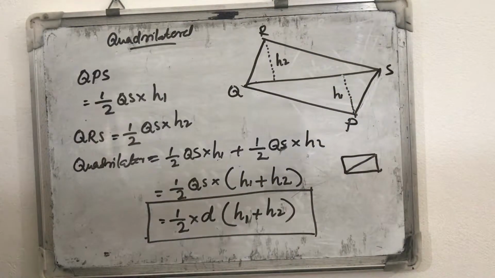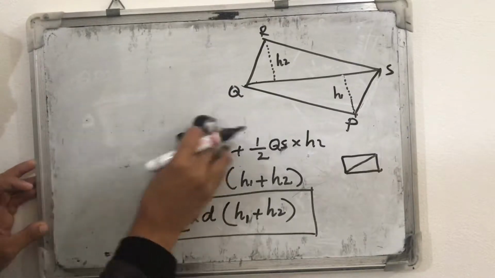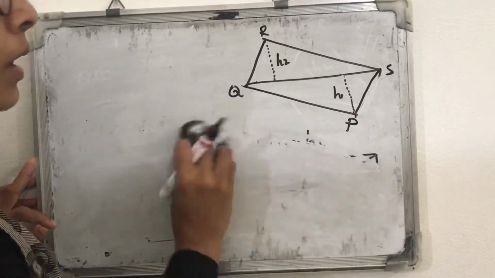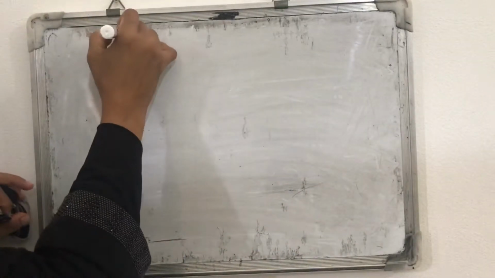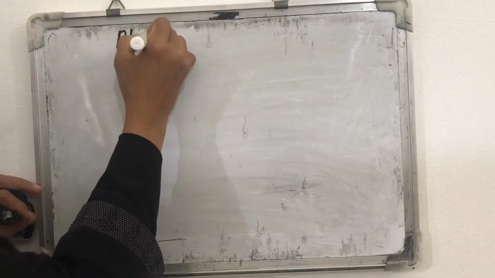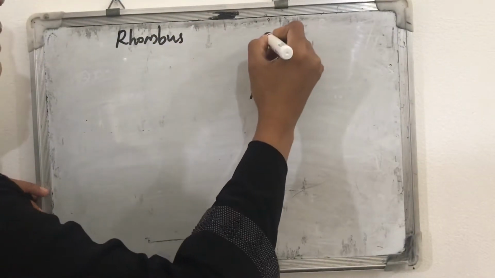Now one more equation, for the area of a rhombus, that also we can discuss today. What is the area of a rhombus? For a rhombus we know all sides will be equal. What is the equation for finding the area of a rhombus?